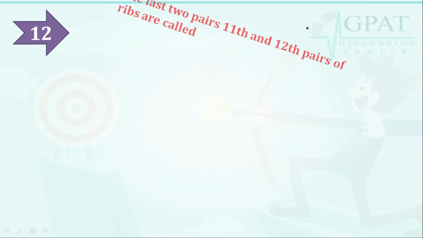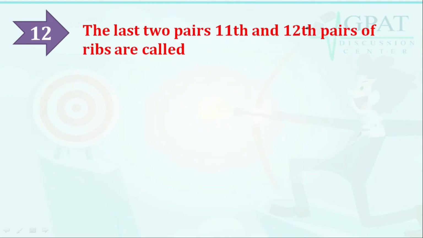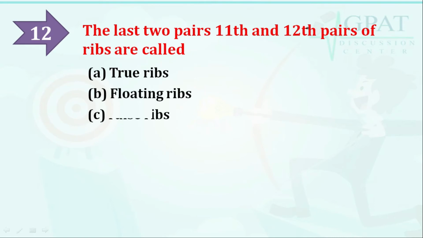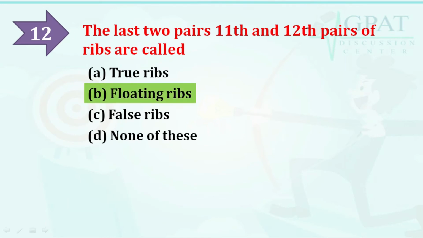Next question: the last two pairs, 11th and 12th pairs of ribs, are called. Option A is true ribs. Option B is floating ribs. Option C is false ribs. Option D is none of these. So the last two pairs, the 11th and 12th pairs of ribs, are called floating ribs.